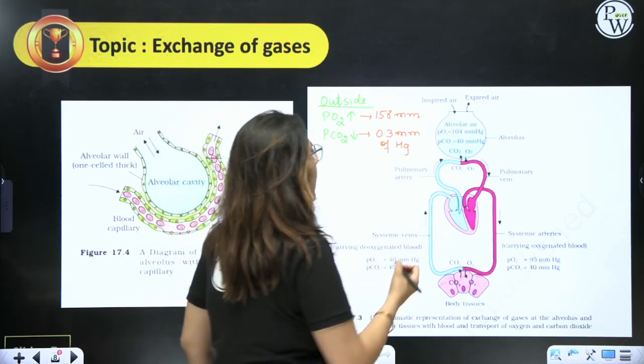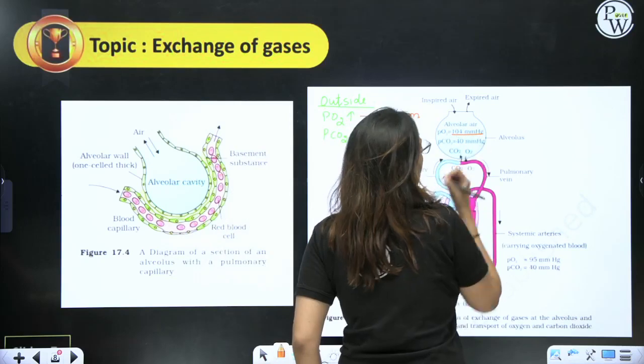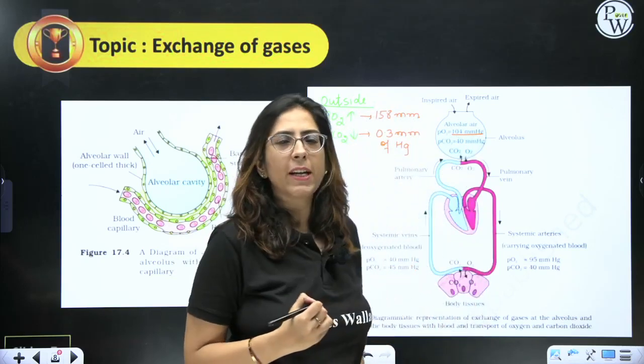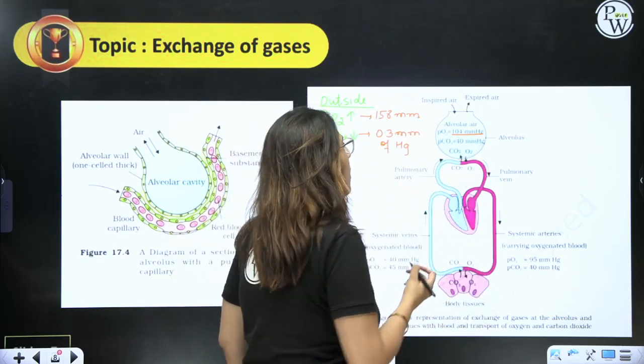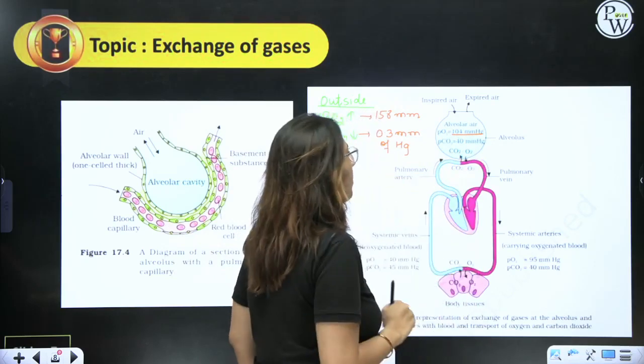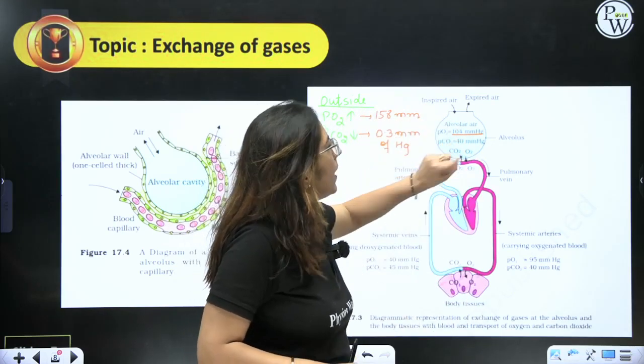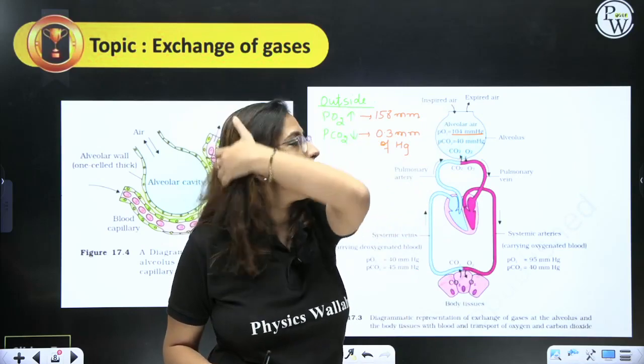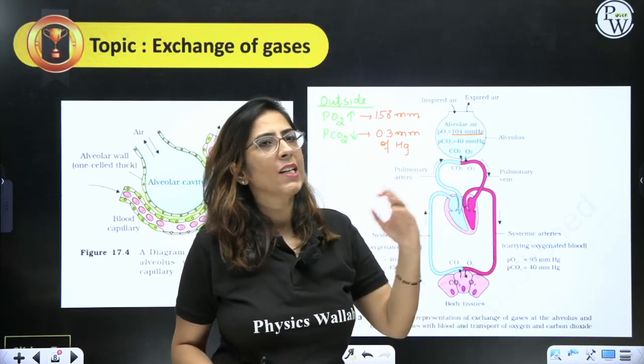In the alveoli, the partial pressure of oxygen is 104 and the partial pressure of carbon dioxide is 40 mm of Hg. Now here, exchange of gases occurs. From the alveoli, the oxygen enters into the body tissue and carbon dioxide is taken up.